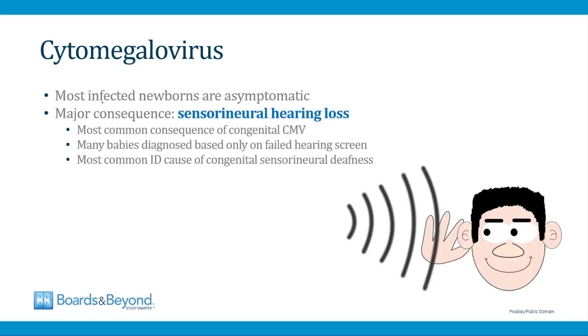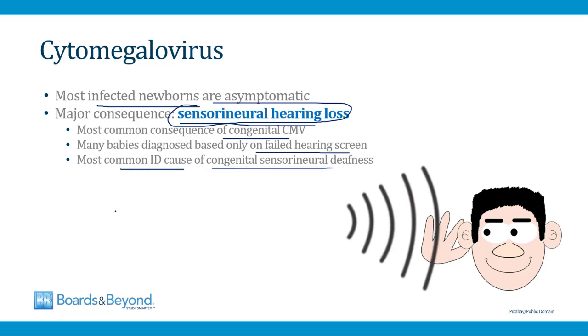When a mother develops infection and transmits it to the baby, her newborn is usually asymptomatic. But the major long-term consequence is sensorineural hearing loss, and it's high yield to know this for your boards. This is the most common consequence of congenital CMV infection. In fact, most babies who develop CMV infection are diagnosed only after they fail a hearing screen, and this leads to a workup for CMV. And cytomegalovirus is the most common infectious disease cause of congenital sensorineural deafness.